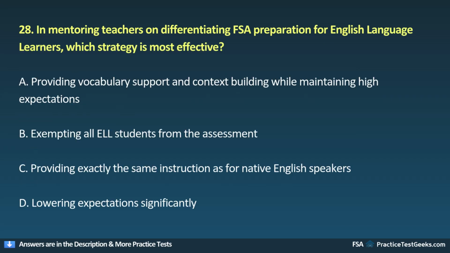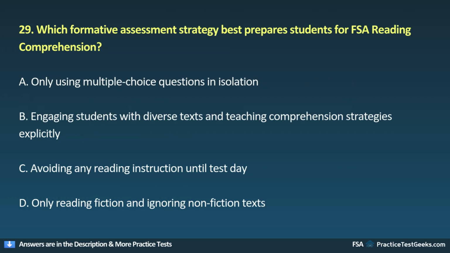28. In mentoring teachers on differentiating FSA preparation for English language learners, which strategy is most effective? A. Providing vocabulary support and context building while maintaining high expectations. B. Exempting all ELL students from the assessment. C. Providing exactly the same instruction as for native English speakers. D. Lowering expectations significantly.